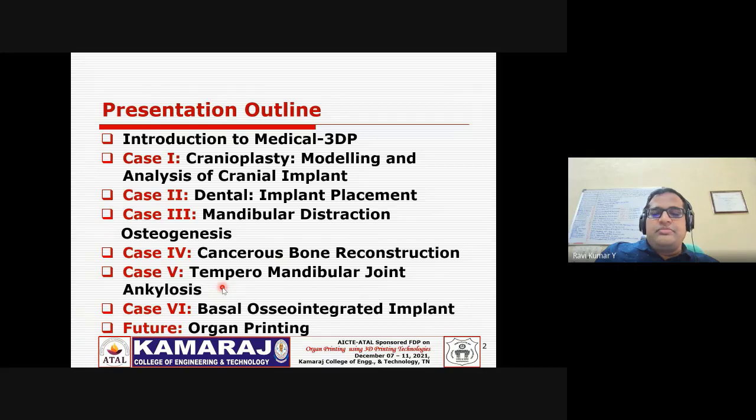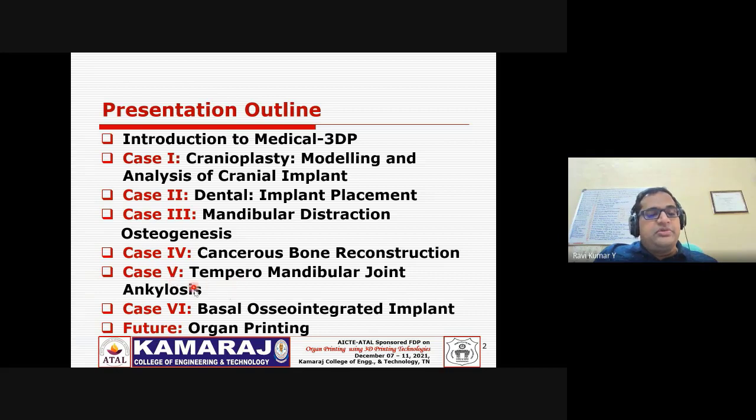Normally the oral maxillofacial surgeon comes across TMJ ankylosis, that is temporomandibular joint ankylosis. That is the joint which joins the lower jaw and upper jaw. So one of the patients, by birth she had a fusion of that joint. So how this technology is helpful for reconstructing that joint freshly.